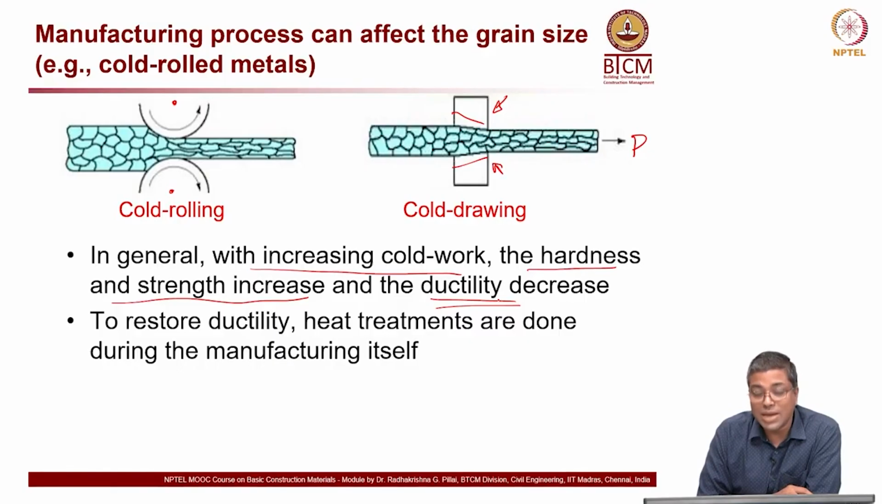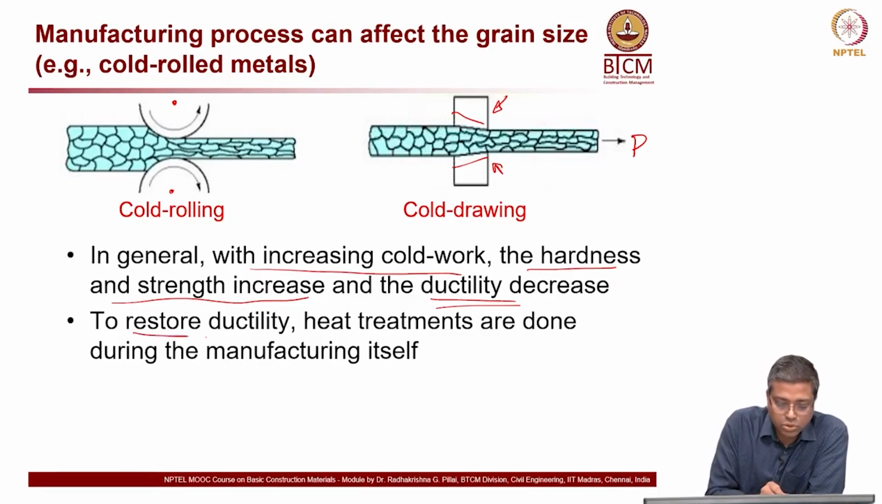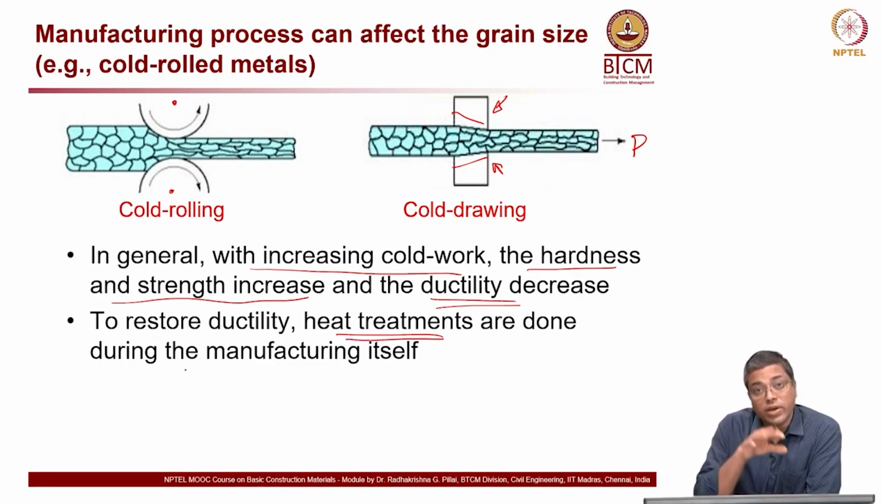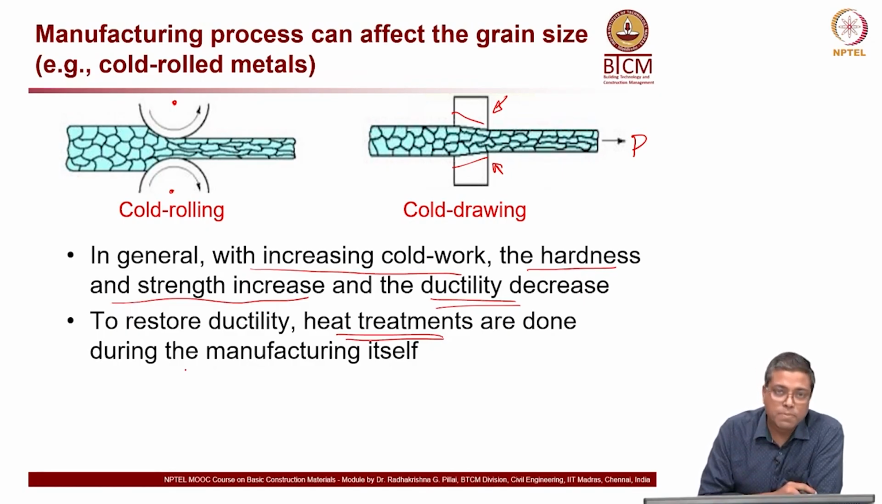So, we want to maintain that ductility or increase the lost ductility. How do we do that? To restore ductility, we do heat treatment during the manufacturing itself. So, cold drawing is done to increase the strength or yield strength or even hardness of the material, but in that process the material loses ductility.